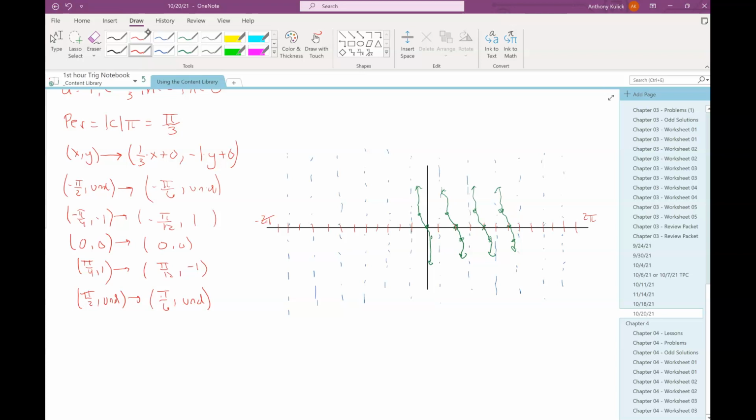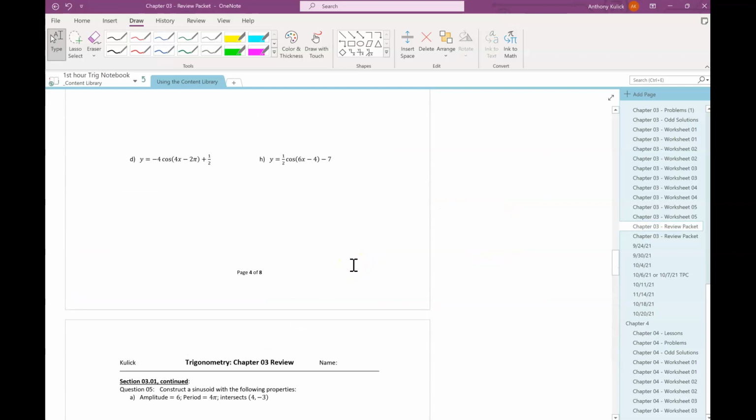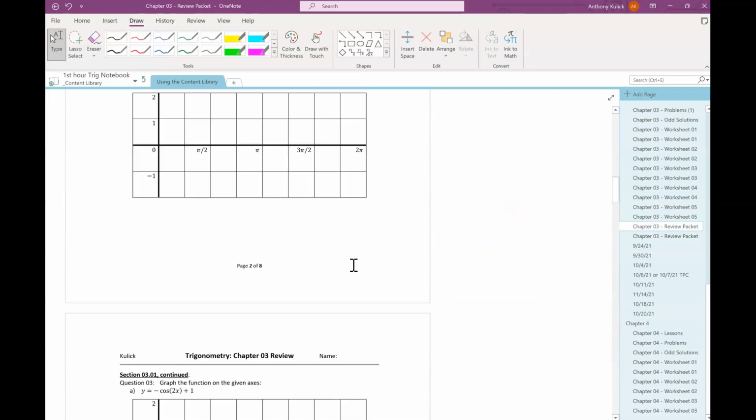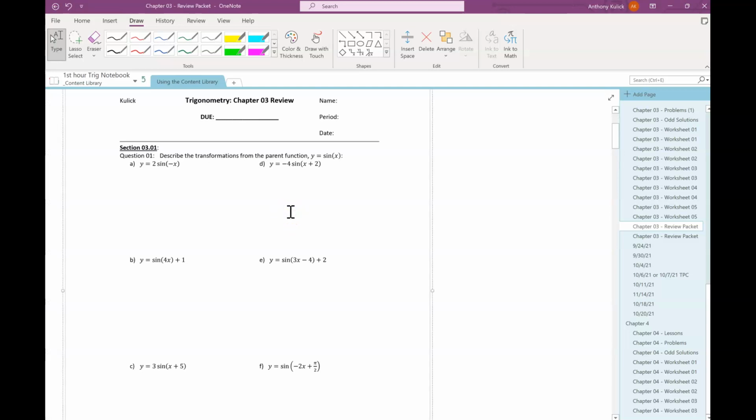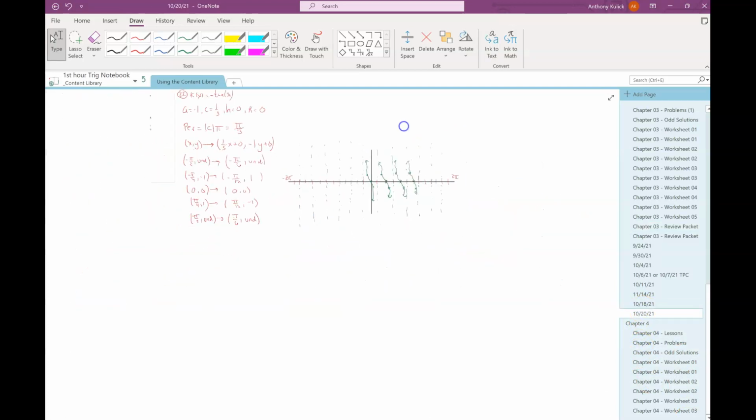Okay. Anybody else? Lily. Oh, I'm sorry. 1B. Just describing the transformation. Sure.